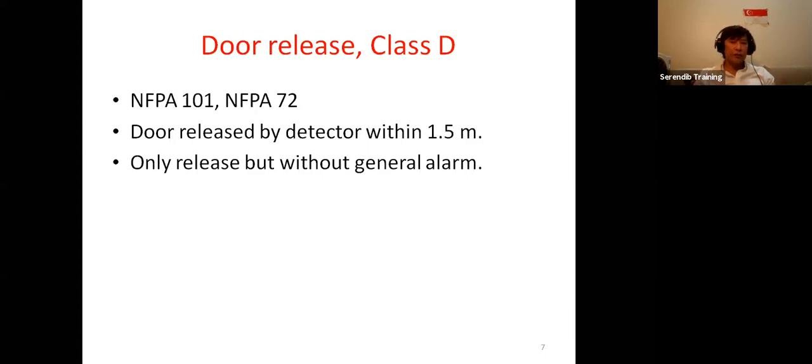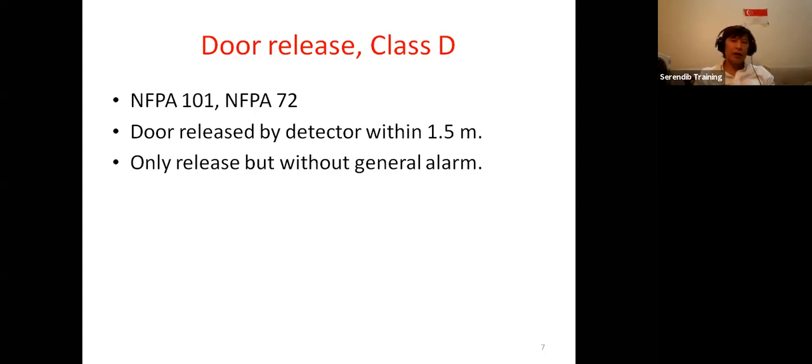NFPA does not require this. It only says these doors are to be released by the assigned detector, which is not more than 1.5 meters away, front and back of the door. Only that particular smoke detector, when it's activated, will release the magnets, the holding devices to the door, and therefore the door will be closed. When it's closed, it's called automatic closing.